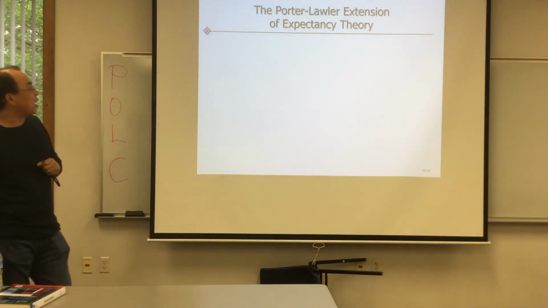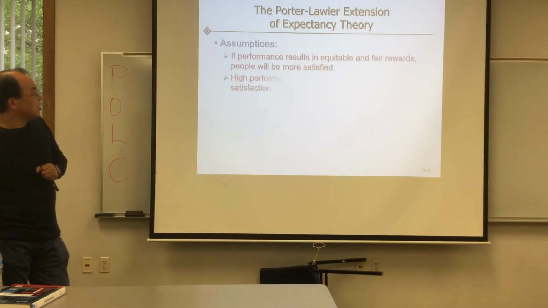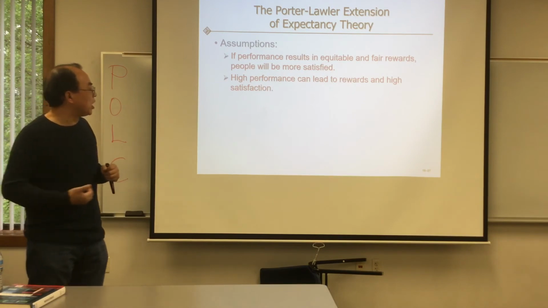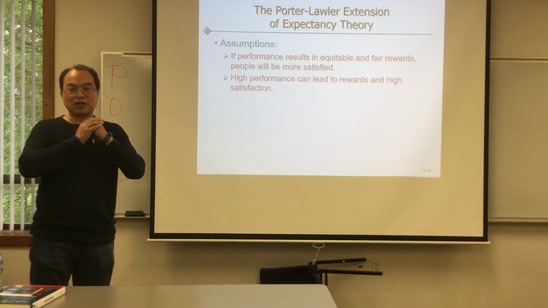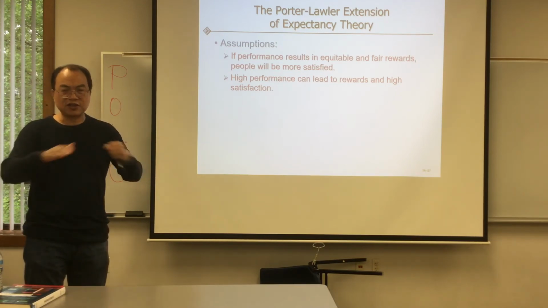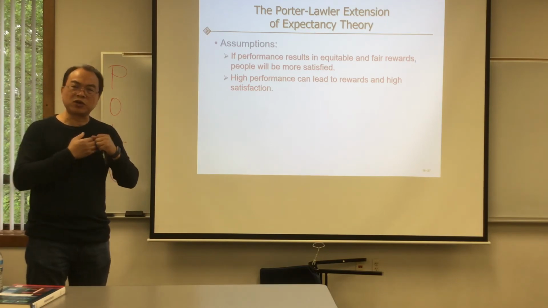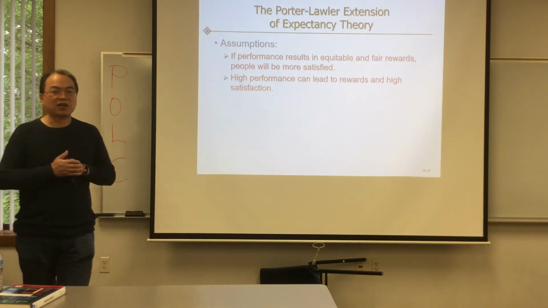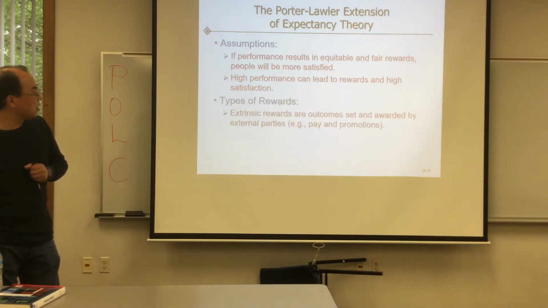The next theory is by Porter and Lawler. They did some extension here. Yeah, scholars like to extend theories, okay? So they have some assumptions here. They say, okay, if performance results in equitable and fair rewards, people will be more satisfied. You know, in America, we talk about fairness, right? Justice. There's nothing wrong with that, okay? So if some of us say, okay, not just me being fairly treated, I want to make sure everybody else is fairly treated. So high performance can lead to rewards and higher satisfaction. That makes sense, right? So everybody should be fairly treated, okay?